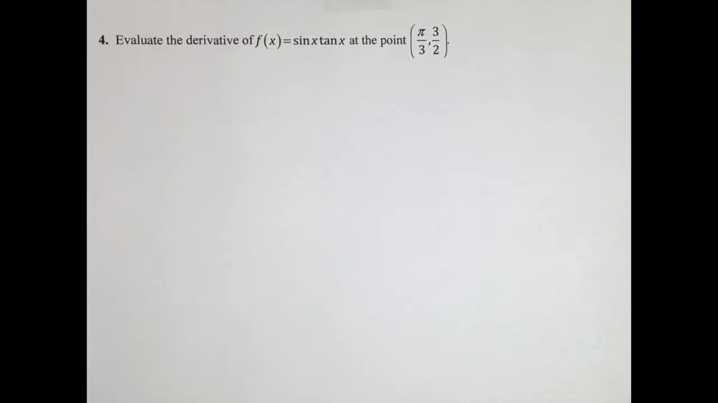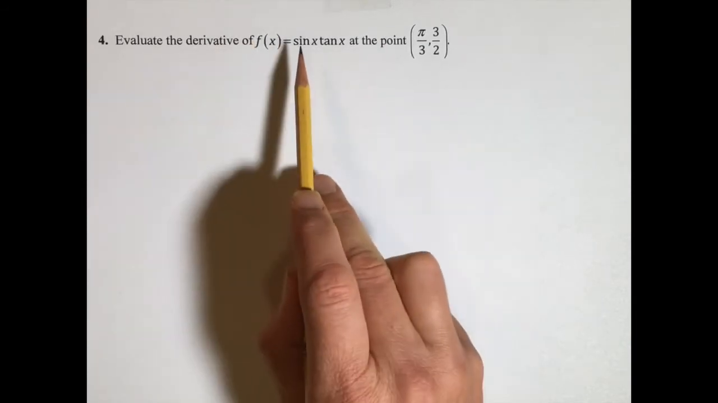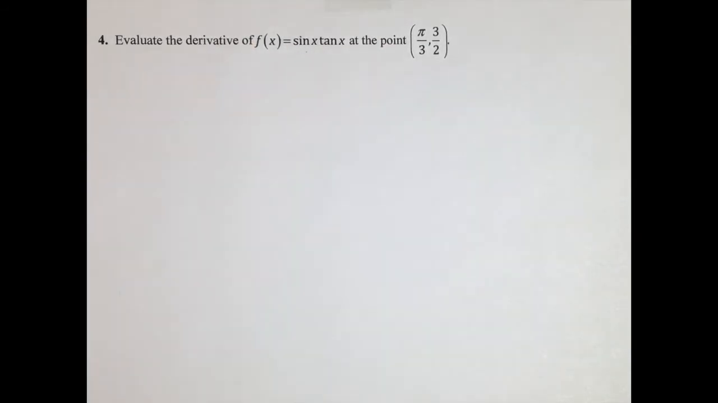In number 4, I'm being asked to evaluate the derivative of f of x at the point pi over 3, root 3 over 2. And this just means I'm being asked to find the slope of f of x at the point pi over 3, root 3 over 2. So of course, we're going to need to get the derivative of f of x, and we're going to use the product rule because f of x is sine x times tangent x.